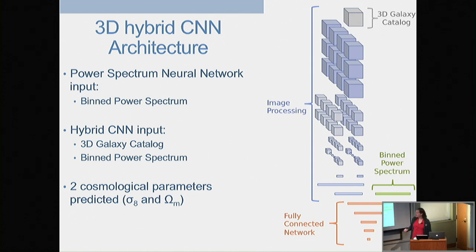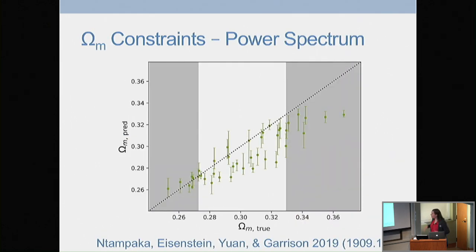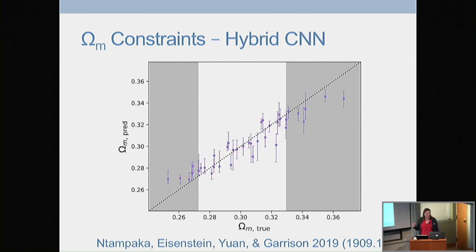Then for the hybrid approach, I will connect both the thing that I know contains physical information, but I'll also hand in the unpreprocessed three-dimensional data cube and allow that CNN to look for patterns that maybe I haven't been able to write down. So those are the two that we're going to look at. Let's see how they do. Okay, here what I'm showing is true and predicted omega matter for the power spectrum only. And you can see that the results are noisy and bias low. The hybrid CNN, which is free to find its own patterns, tends to get them more right.